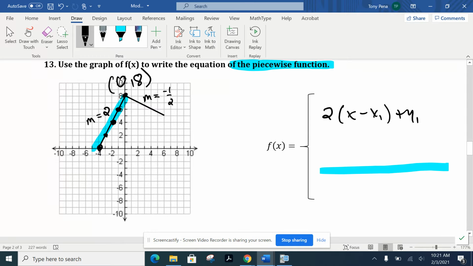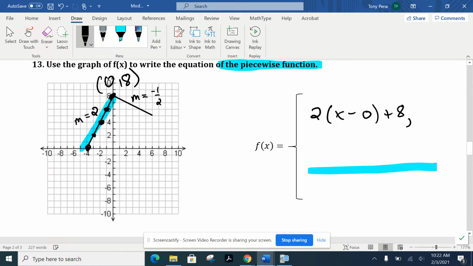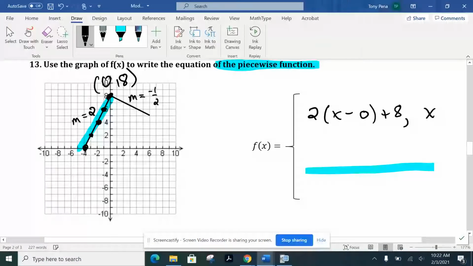All right, but we'll use the shared point, 0, 8. So the x-coordinate would be 0. The y-coordinate is 8. That is our equation for any x value, since this is occurring right here at 0.